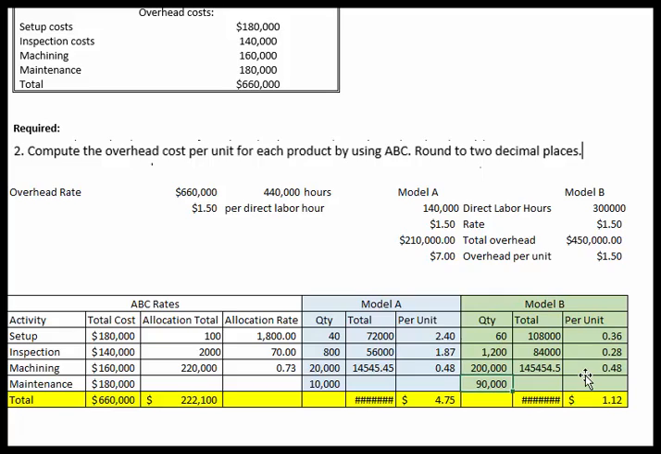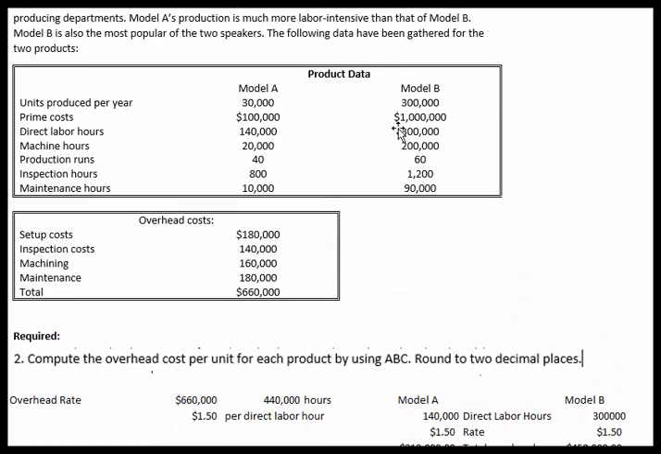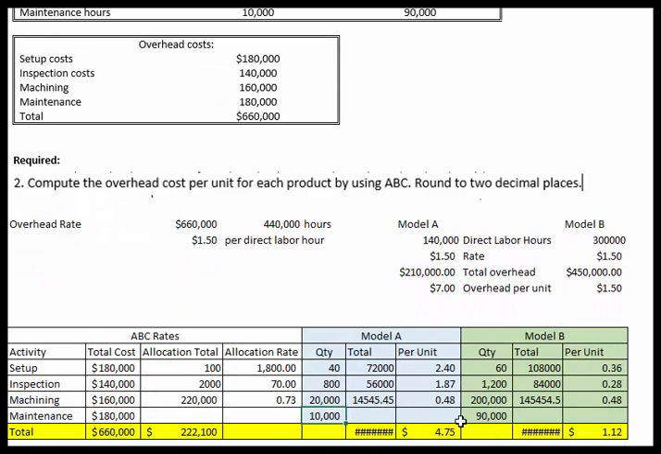And last but not least, we have the maintenance hours, and the maintenance hours, I just told you what we're going to use as the allocation base. There are 100,000 maintenance hours, and they're distributed to the two products that way. I've got that down in my table here. So the total allocation amount is this 10,000 plus the 90,000. That's 100,000. To split the $180,000 over 100,000 maintenance hours, $1.80 per hour.